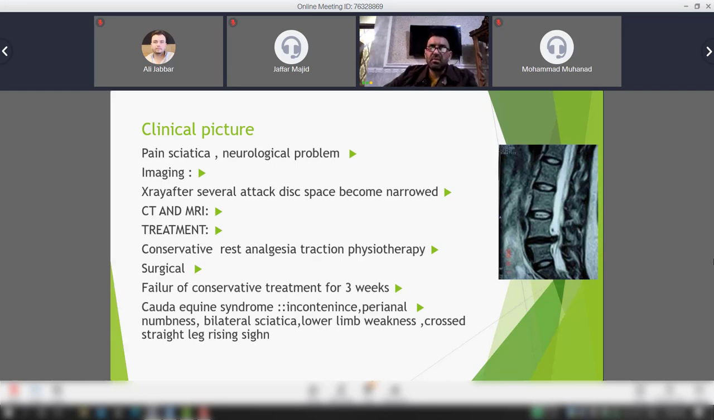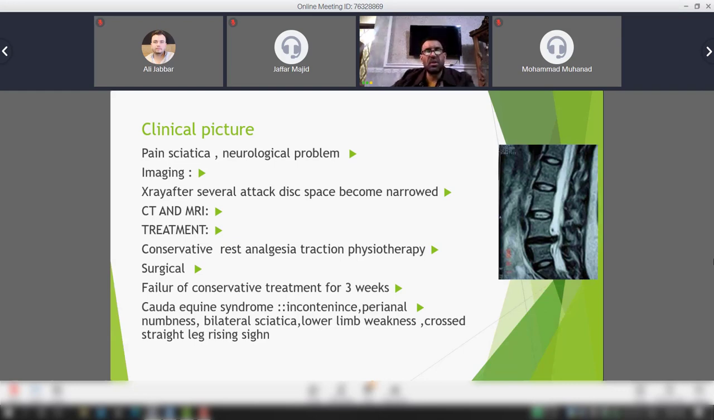ممكن physiotherapy, rest for 42 days. ننطيهم analgesia. Sometimes short course of the steroids will be of benefit. Sometimes, not for all cases. Failure of conservative treatments for 3 weeks, ممكن انه نروح for surgical. 3 weeks we're still shouting of pain, نروح for surgery.